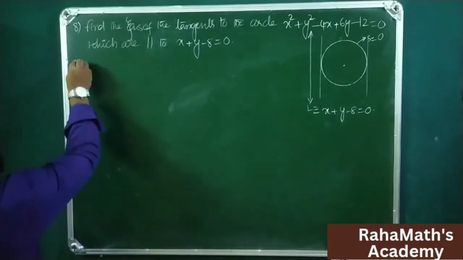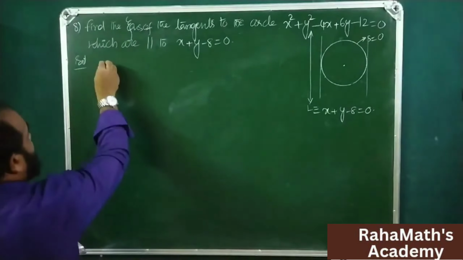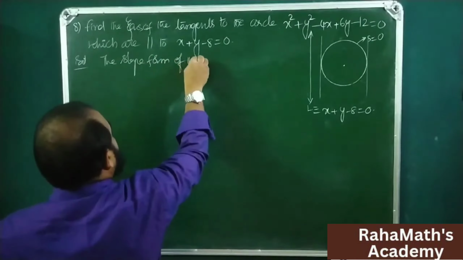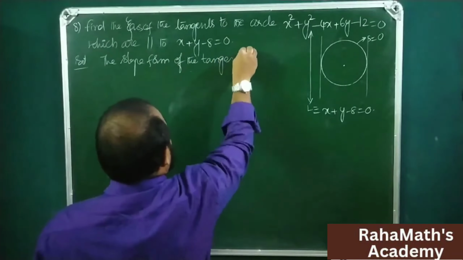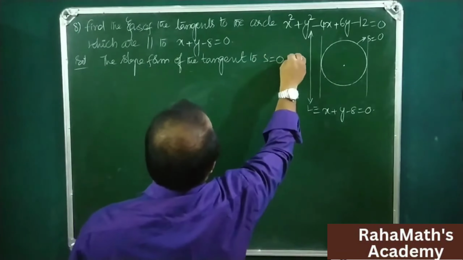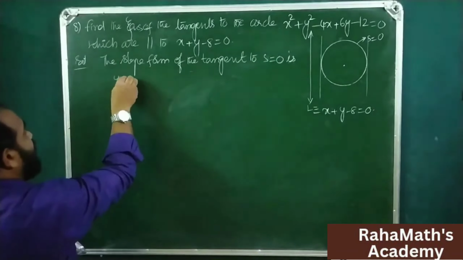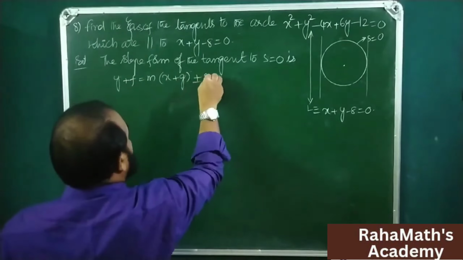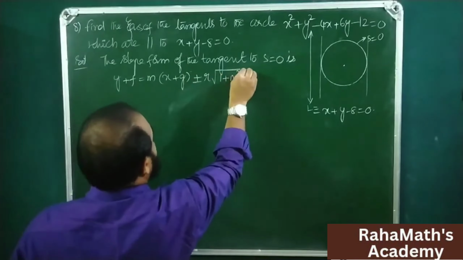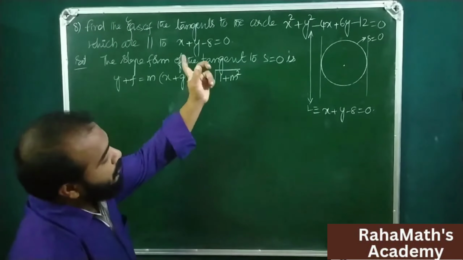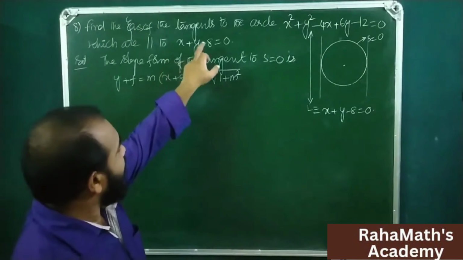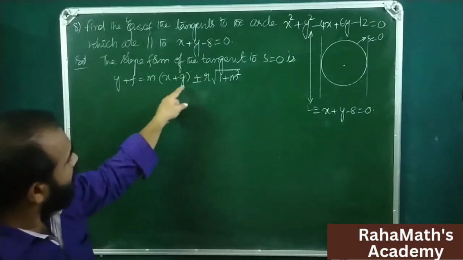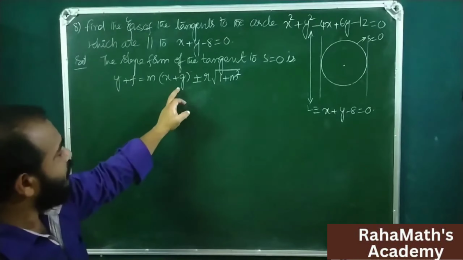So, solution: the slope form of the tangent to S = 0 is y + f = m(x + g) ± r√(1 + m²). So when the point p(x1, y1) is not given, and actually a line is given, and parallel, perpendicular or making an angle theta is given, then this is what we will use to obtain the equation of the tangent.